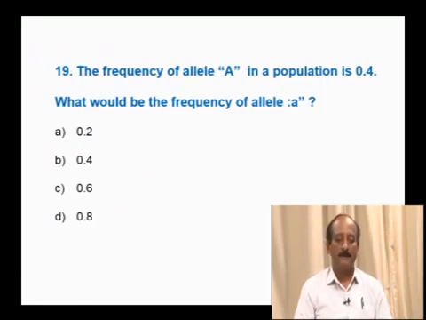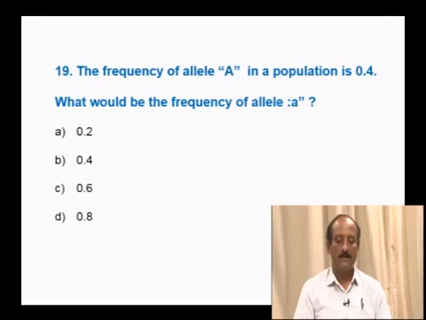Question number 19. The frequency of allele A in a population is 0.4. What would be the frequency of allele small a? Options are 0.2, 0.4, 0.6 and 0.8.